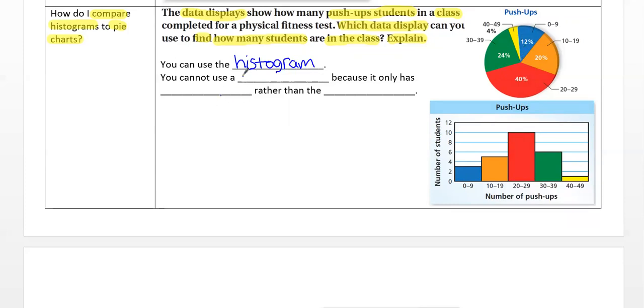You cannot use a, what's this thing called again? It's called a pie chart. Pie sounds good right now, by the way. Okay, pie chart. Because it only has the blanks. Does it have frequency? No, it has percentages. And I don't know if I'm going to be able to have the space. I think he can. Oh, look at that. No problem. Percentages rather than the, when we say how many, when we want to know how many, we need the frequency.